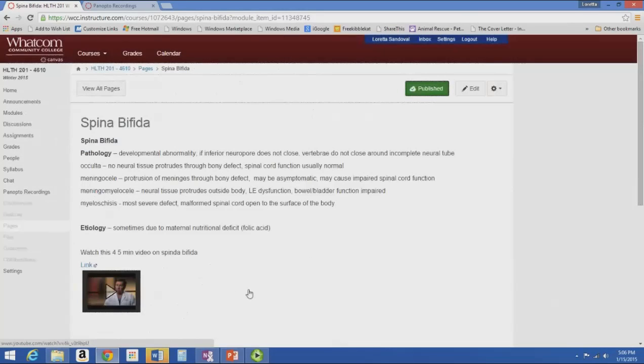So with spina bifida, it's a developmental abnormality where the inferior neuropore doesn't close, or the vertebrae do not close around the incomplete neural tube. So there are 4 different types of spina bifida.